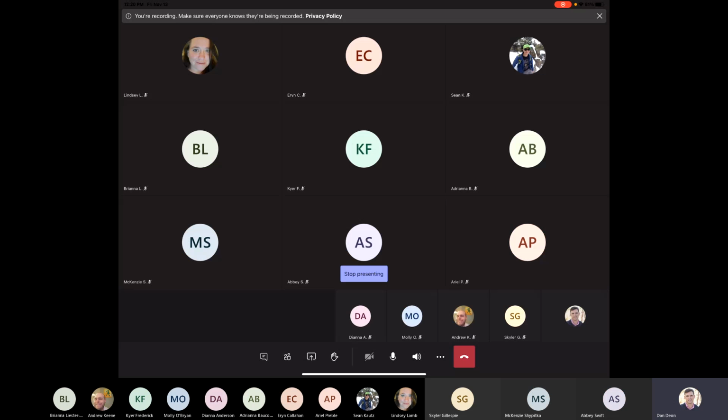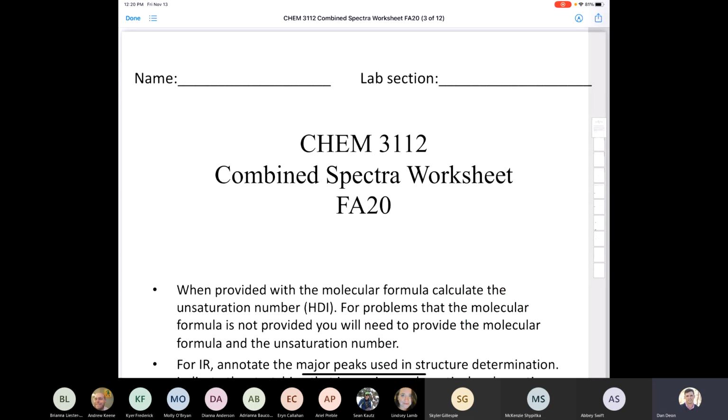All right, Chemistry 3112. This is our last lab lecture of the year. And the last assignment that you'll have to do is this combined spectroscopy worksheet. It's going to be due for everybody on November 30th. So it is due on November 30th. That is the Monday after the Thanksgiving break.